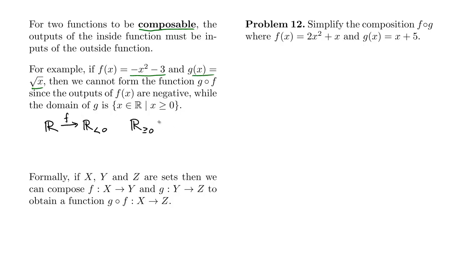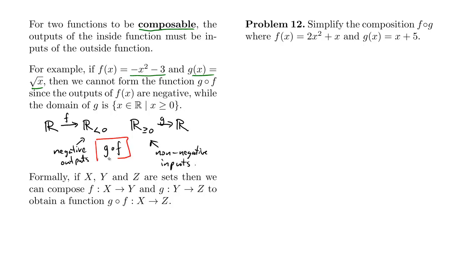Now let's look at g, the square root function. We know the domain of the square root function is the set of non-negative reals. It's the set of all numbers that are 0 or positive. So we can't form the composition of g composed with f, since the outputs of f are negative, and g only takes non-negative values as inputs. G and f aren't composable in that order.